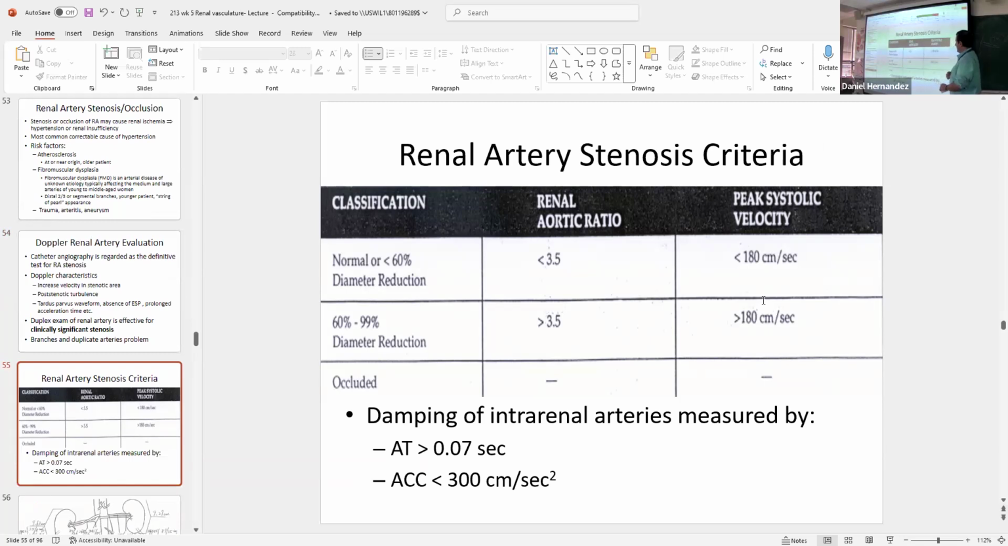With those high-grade stenosis, again, RAR is over 3.5, velocities greater than 180, prolonged acceleration times greater than 0.07, and acceleration index less than 300 centimeters per second squared.